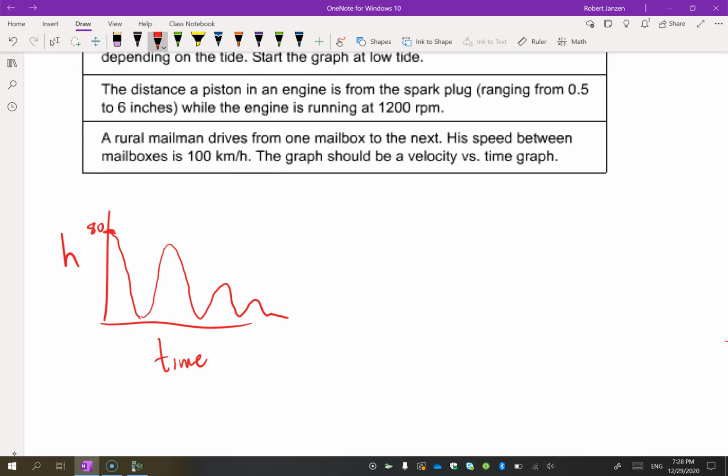Eventually you would stop bouncing. This is not periodic because we can't take a section and say, hey, this is going to repeat again and again. So not periodic.